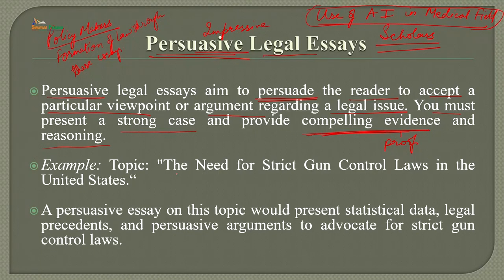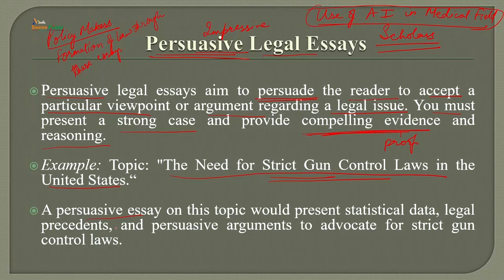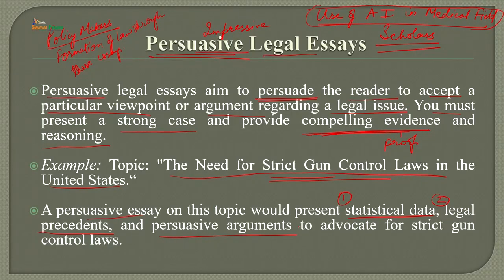Suppose I talk about the need for strict gun control laws in the United States, because people use guns lavishly, anytime, everywhere. There is no restriction. So, your essay must present statistical data. In order to persuade anyone, the first point you should focus on is statistical data. The second thing is your legal precedent. You can definitely talk about other cases which took place before this particular case happened. And you must talk about persuasive arguments to advocate for strict gun control laws. Thereafter, you must come up with statistical data to authenticate your viewpoint.